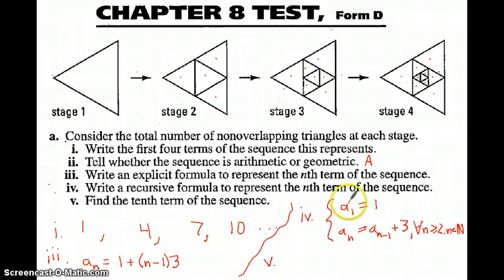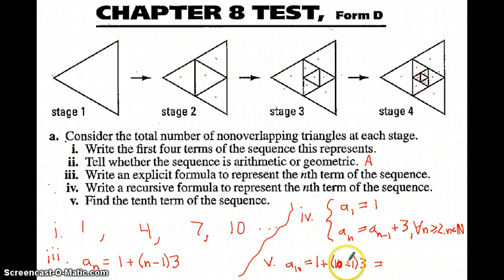This way would require I'd have to actually find all of them, 1 through 10. Here I can just jump to a sub 10. A sub 10 is 1 plus 10 minus 1 times 3, which is 27 times 3, which is, gosh, is that 81?